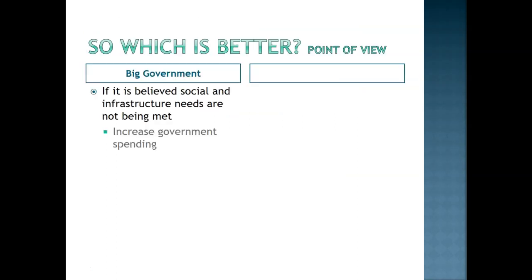So which is better? Well, if I was going to draw a line in the sand, big government, okay, typical on the Democrat side, is if it is believed social infrastructure needs are not being met, okay, during times of recession, then increased government spending would be preferred over a decrease in taxes. The idea being that the increase in spending can be focused on programs they may not be able to do as well, and the government can see the broader picture.